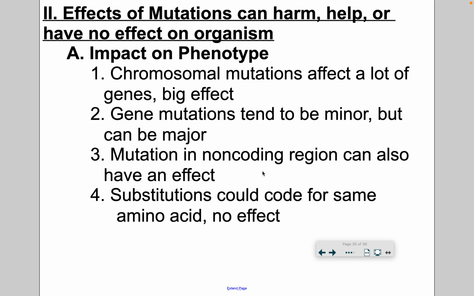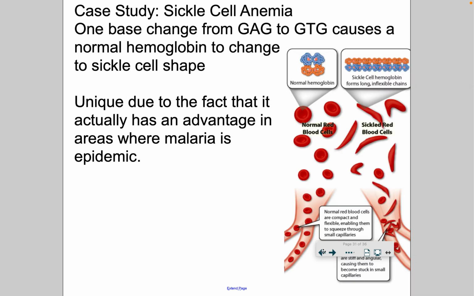Mutation in a non-codon region can also have an effect, and then the substitutions could code for the same amino acid and as a result have no effect. So, case study of sickle cell anemia.